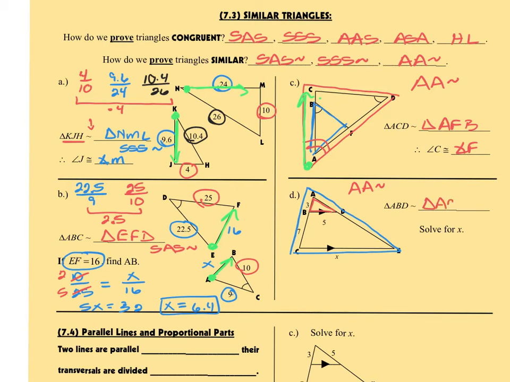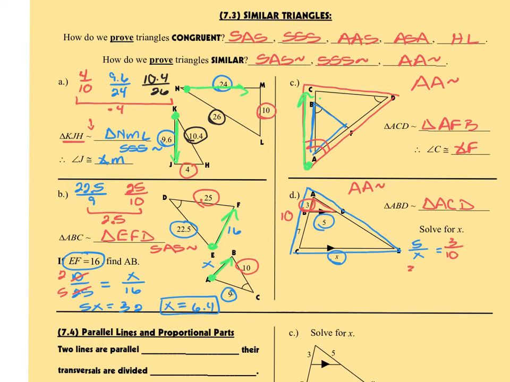Triangle ACD. Now, if I want to solve for x, I'm going to match up the parts that I know. So I can see that the 5 corresponds with the x. That's what I'm trying to find. The other side that I know in the small triangle is the 3, and it corresponds with this entire side in the big triangle, which is actually a 10. So 5 over x equals 3 over 10.